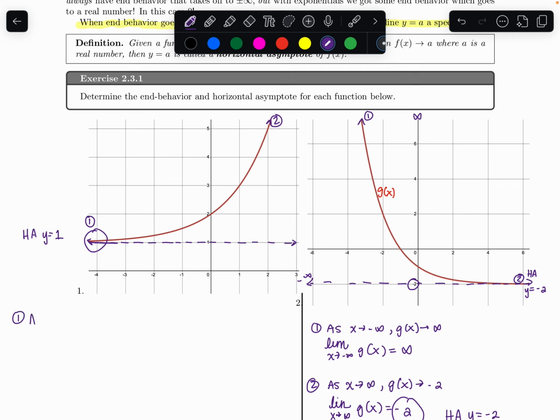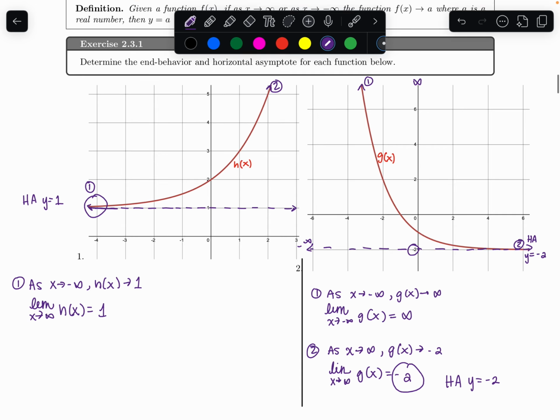So end number 1, as x, my x's are going to the left, so negative infinity. Let's give this function a name. Let's use one that we haven't used yet. Nothing creative, h of x. Right, this function h of x on this end is going towards 1. So the limit as x goes to negative infinity of this function h of x is 1. Even though the function may never actually equal 1, we're just describing what the end is doing, right? It's kind of stuck by this output.